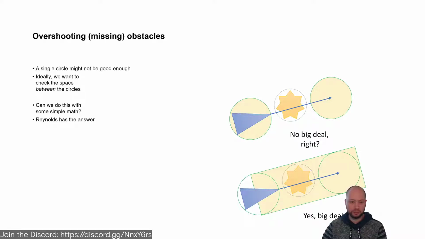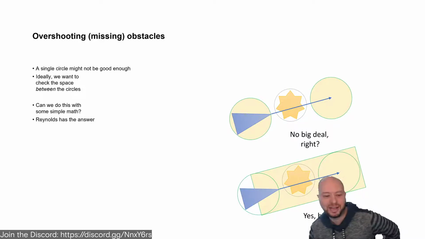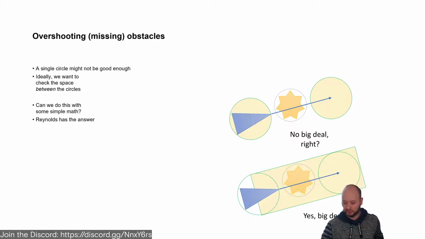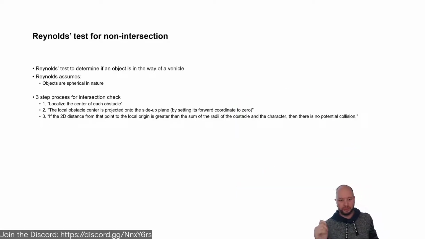Because a circle might not be good enough. And so how do we do this kind of with the bottom example, where we take that sphere and we sort of extend it out? And so Reynolds has a really good answer for this. And so the Reynolds test for non-intersection, the assumption is that all the objects are spherical in nature.